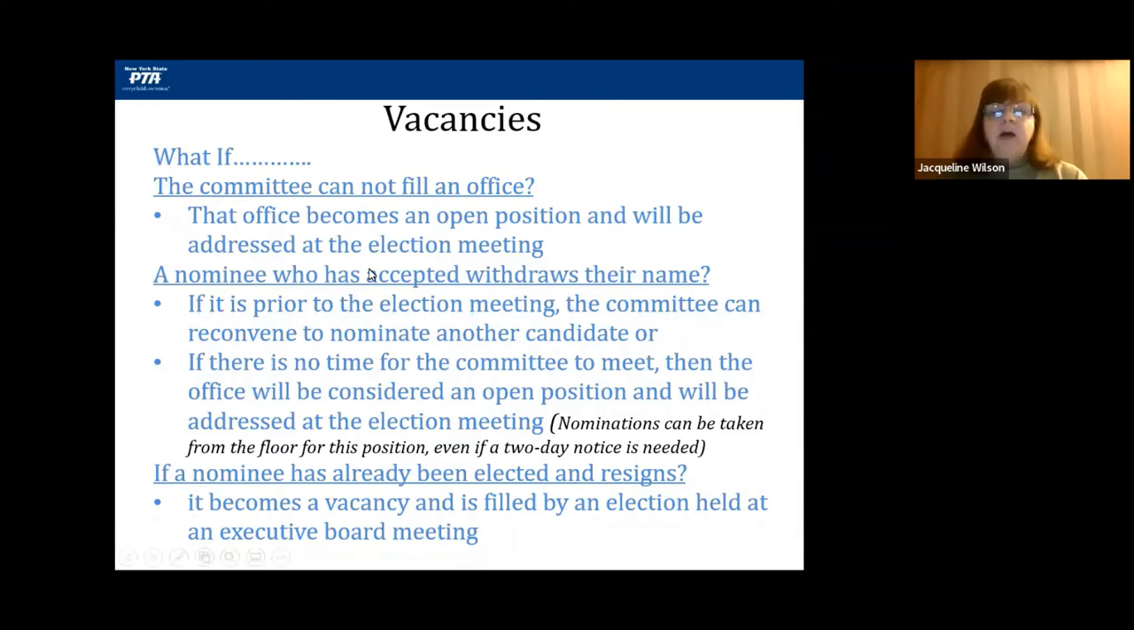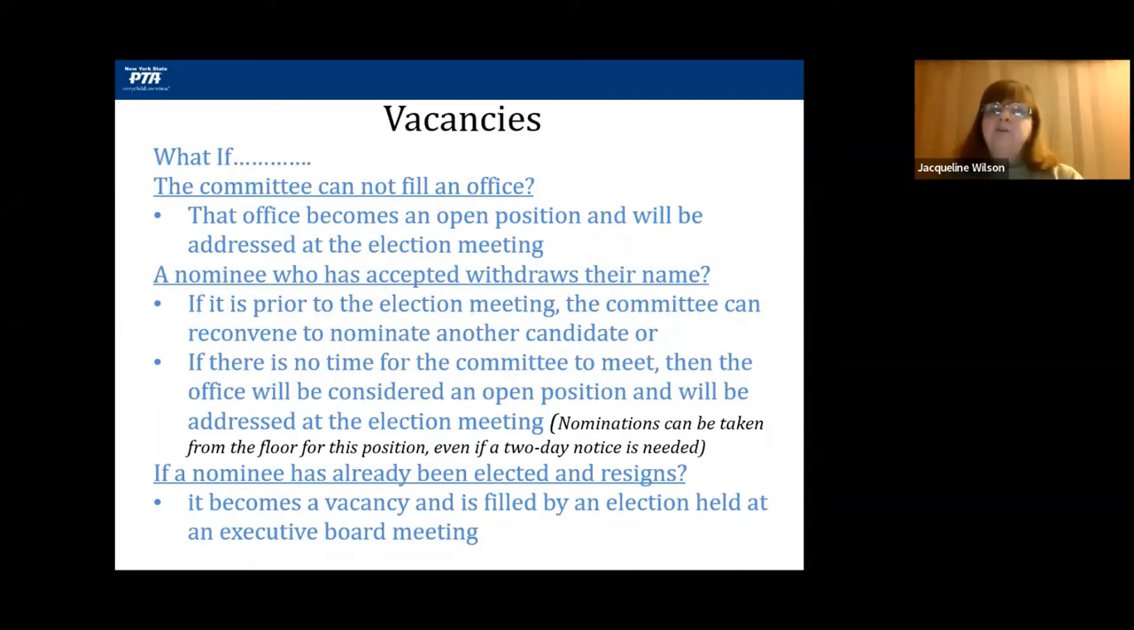What happens if a nominee who has accepted the nomination must withdraw their name? Okay, what do you do? Well, if it's prior to the election meeting, the committee can reconvene and consider another nominee. Or if there is no time for the committee to meet because the election meeting is literally 2 days away, then again, it will be considered an open position and be addressed at the election meeting.